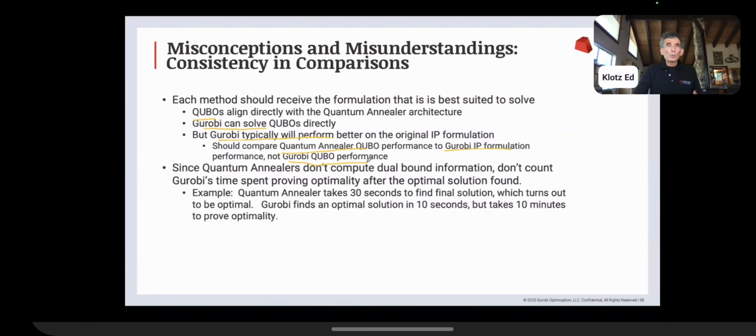So that's number one. And I have seen some papers that basically do that. They compare a quantum annealer to a branch and bound solver on the QUBOs, not the original IP formulation.